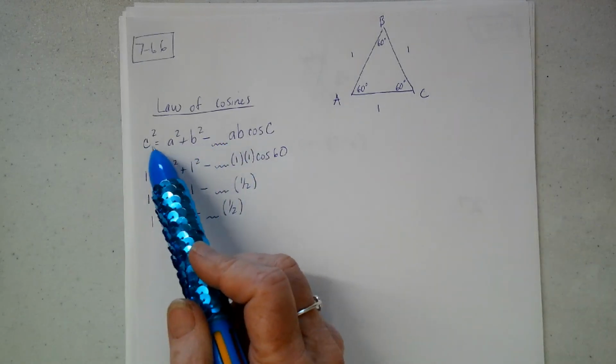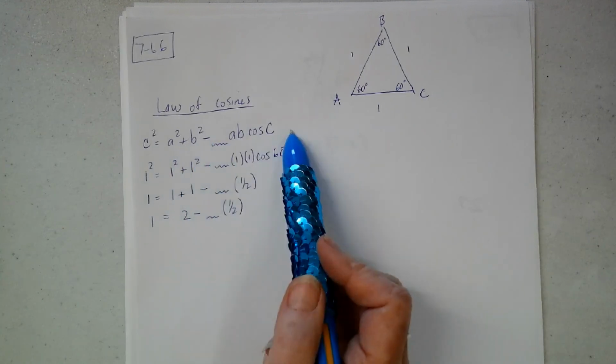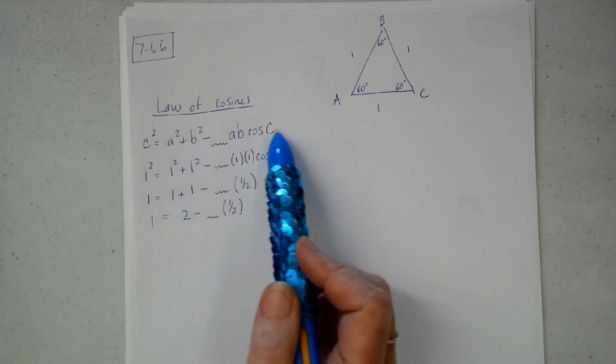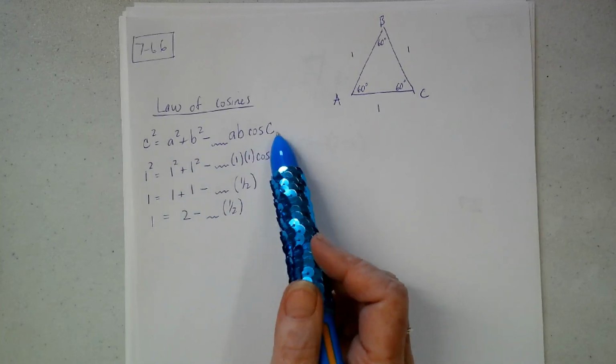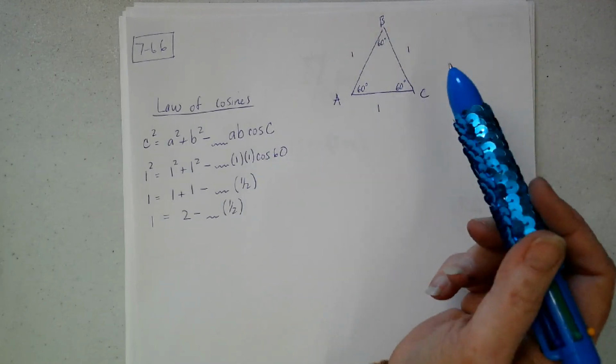number it is. Is it c squared is a squared plus b squared minus 1ab cosine c, or is it c squared is a squared plus b squared minus 2ab cosine c? We know it's 2, but let's go ahead and take the suggestion the book gave us.